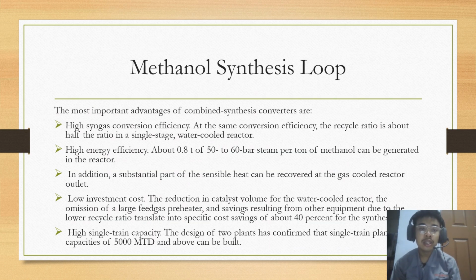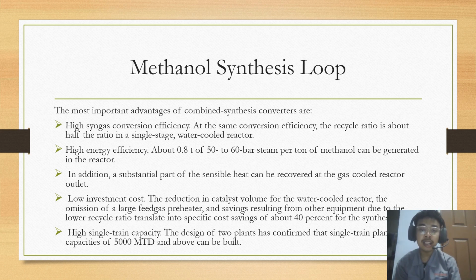The most important advantages of combined synthesis converters are, first, high syngas conversion efficiency. At the same conversion efficiency, the recycle ratio is about half the ratio in a single stage water cooled reactor. Second, high energy efficiency: about 0.8 tons of 50 to 60 bar steam per ton of methanol can be regenerated in the reactor. In addition, a substantial part of the sensible heat can be recovered in the gas cooled reactor. Also, lower investment cost.